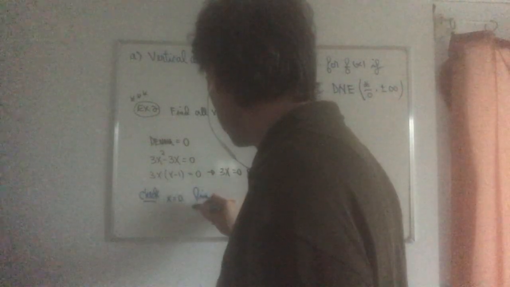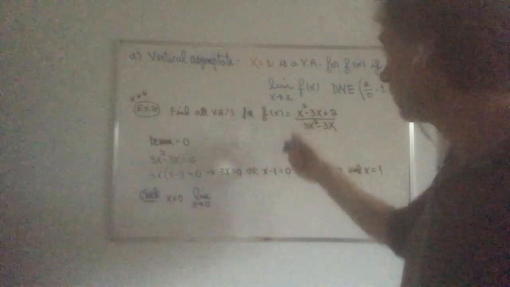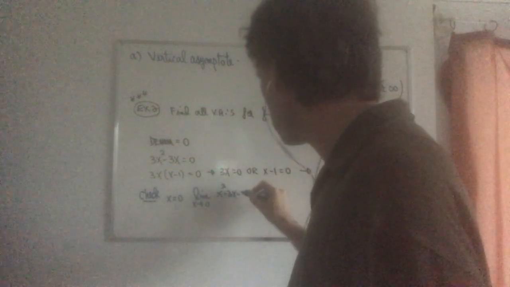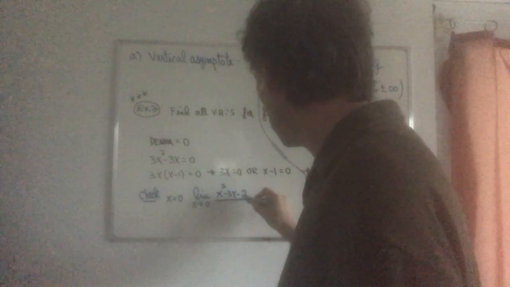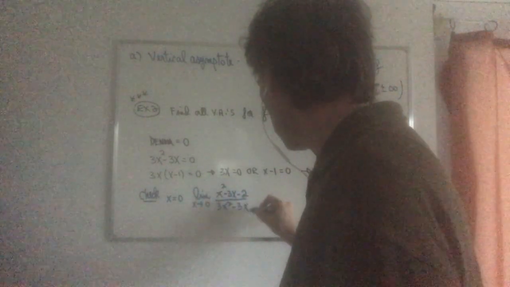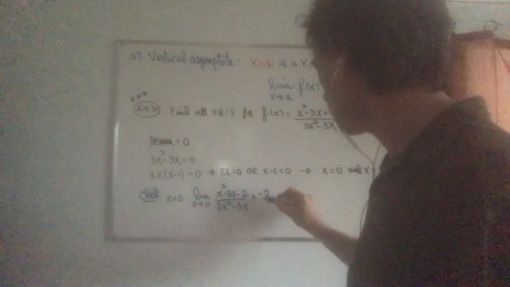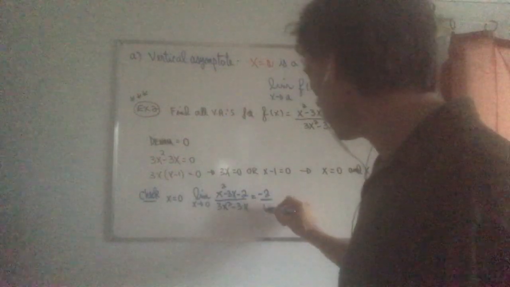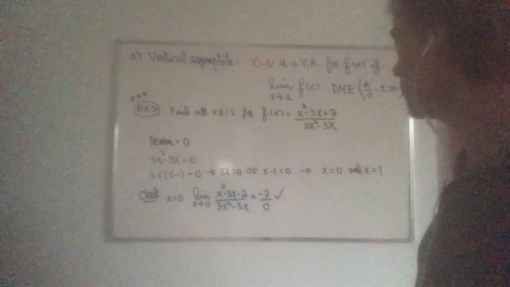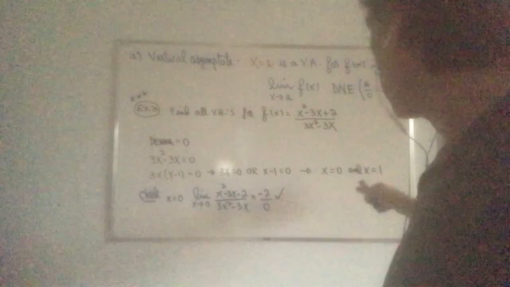So we need to take the limit as x approaches 0 of this function, x squared minus 3x plus 2 over 3x squared minus 3x. We plug the 0 in. 0, 0 plus 2, that's the good old cheat, and 0, 0 here. Hallelujah, we got 2 over 0, validation. x is equal to 0 is a vertical asymptote. What about the other one?